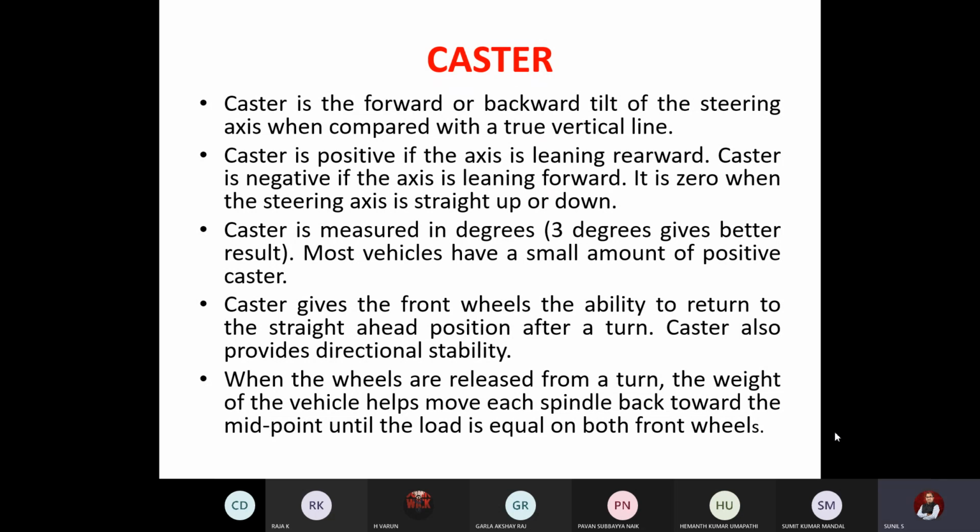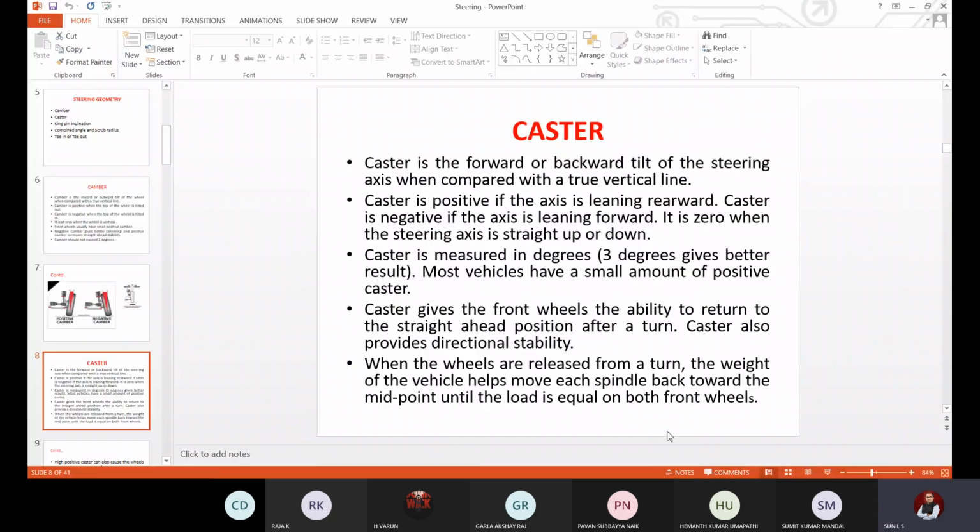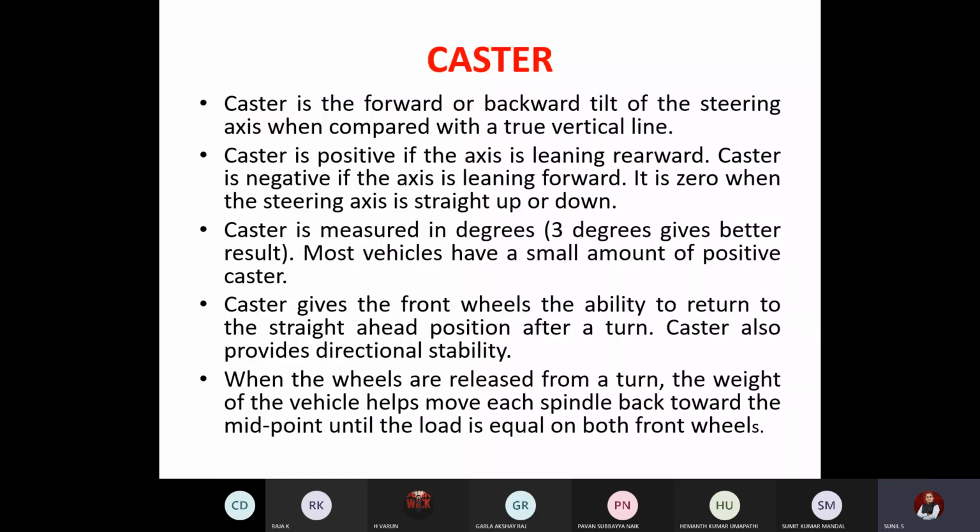See, earlier, is it audible? Yes, sir, it's audible. Okay. So earlier we discussed the camber. In general, camber is the inward or outward tilting of the wheel with respect to the vertical axis. The caster is the forward or backward tilting of the steering axis when compared to the vertical line.